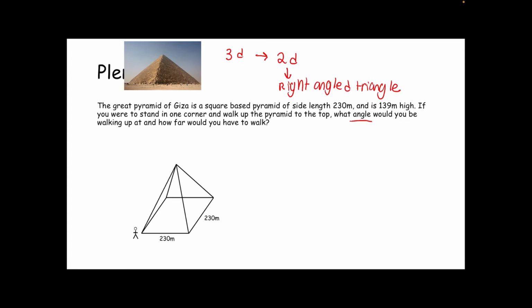Okay, so we want an angle and we want our slope of how far you're going to walk and the angle of that slope that you're walking up. Remember, if you have a 3D shape, you need to draw a 2D diagram. And look out for your right angle. Okay, so what can we find? We know that the height is equal to 139.